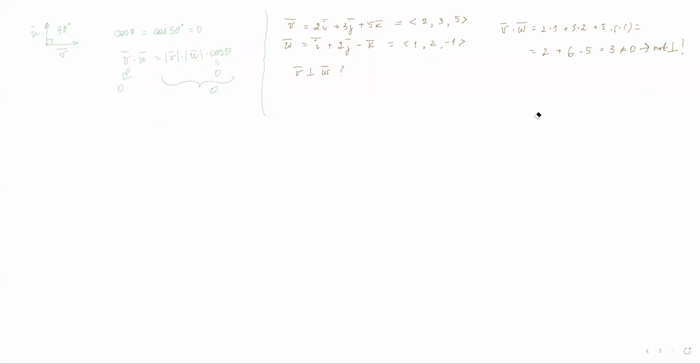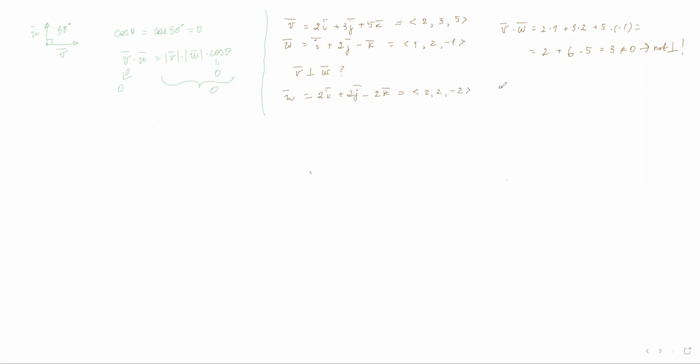Now, we need to consider an example where they're perpendicular, just to see how it works. I'm going to write down another vector, vector u, and that's going to be a slightly different vector. Vector u is going to be 2i plus 2j and minus 2k. If I write it down in components form, it's 2, 2, and negative 2.